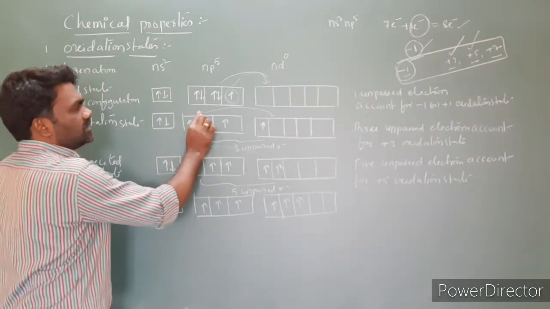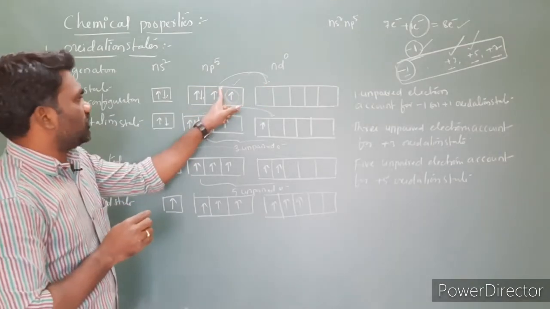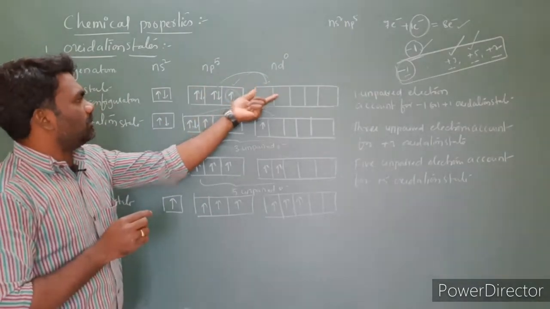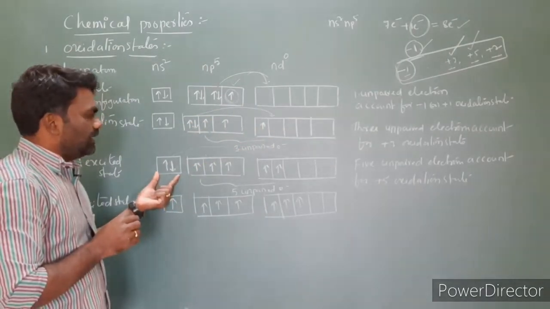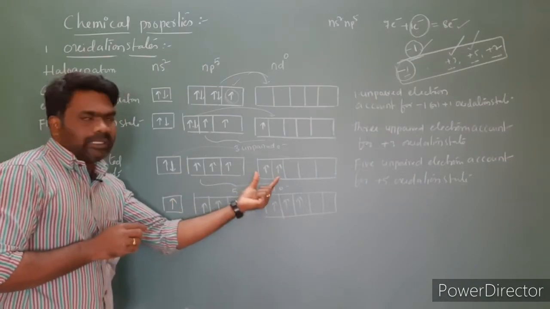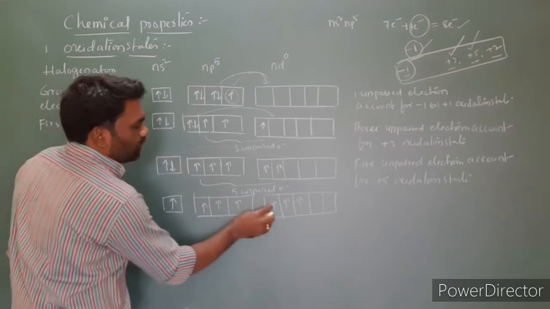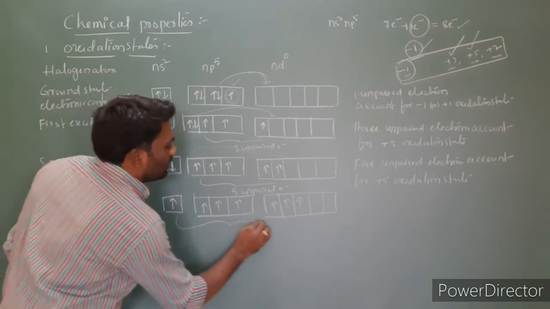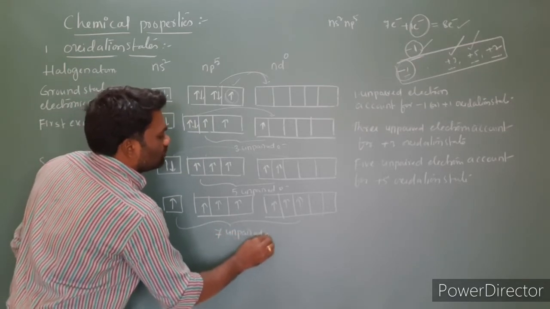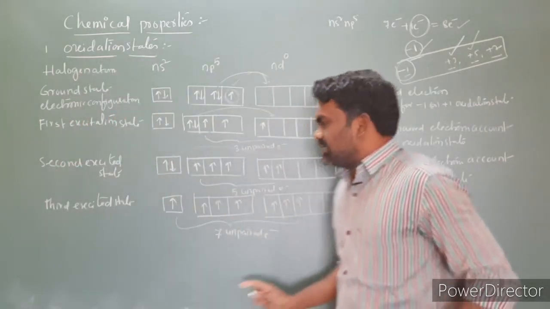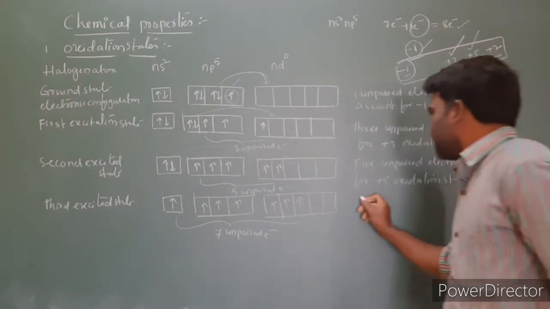So here the first electron is excited, then we get the first excited state. This is the first electron jumped from np orbital to nd orbital. This is the second electron jumped from np orbital to nd orbital. This is the third electron jumped from ns orbital to nd orbital. So how many unpaired electrons did we get? 1, 2, 3, 4, 5, 6, 7. The total number of unpaired electrons is 7. These 7 unpaired electrons account for the plus 7 oxidation state.